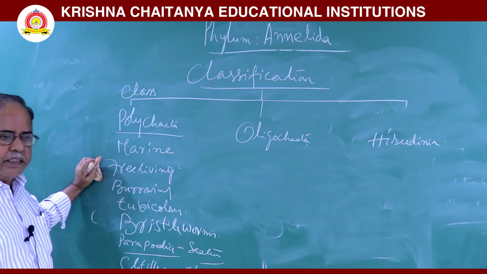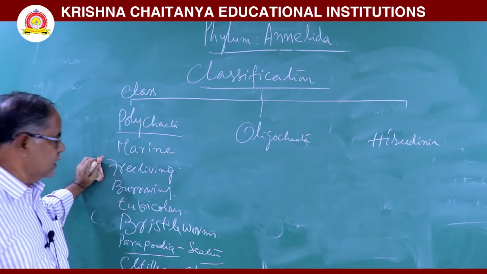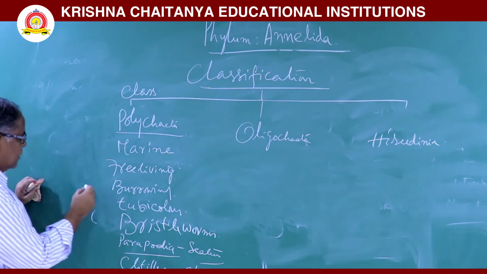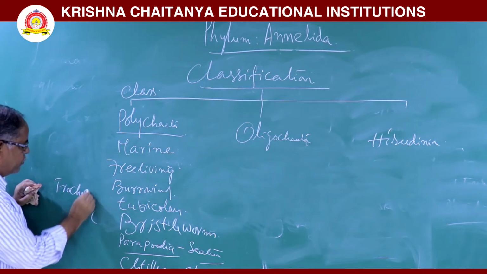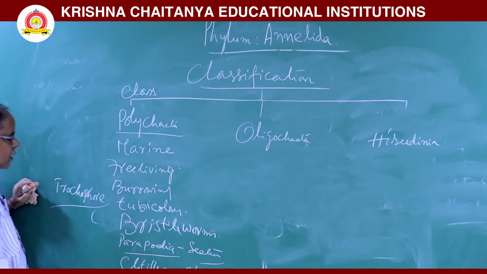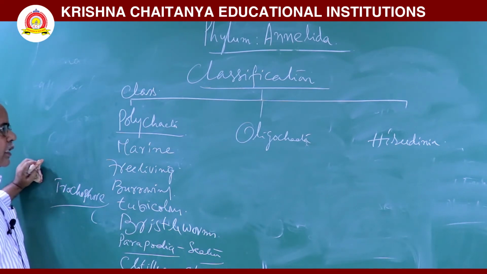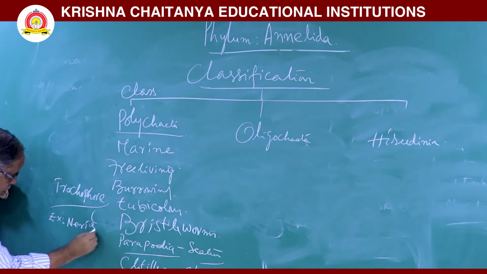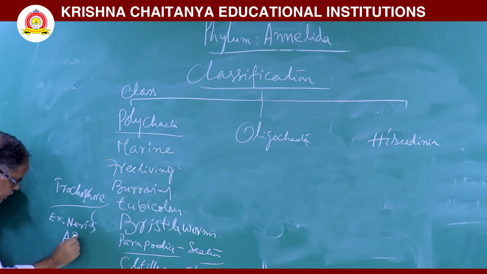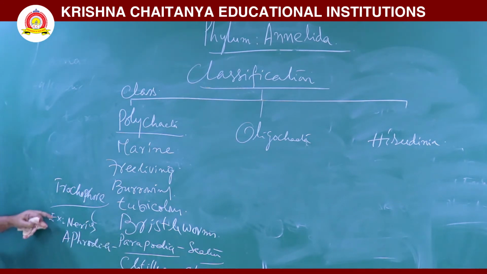Next, in these animals, during developmental stages, one larva is seen. That larva is called a trochophore larva. Examples: Nereis, Aphrodite, etc.